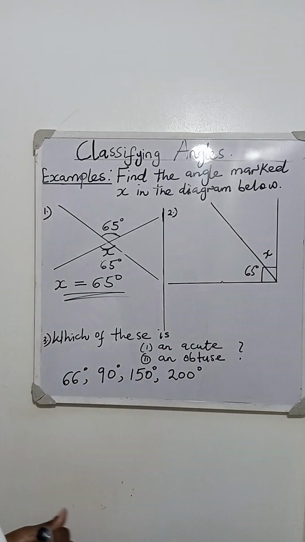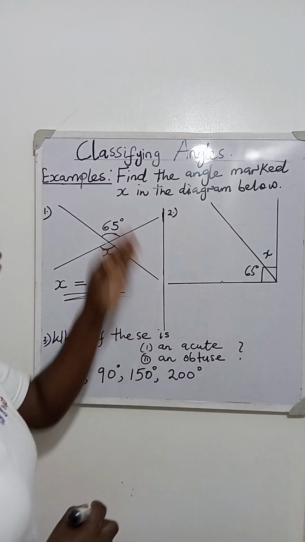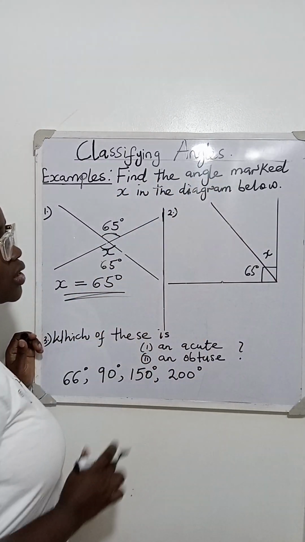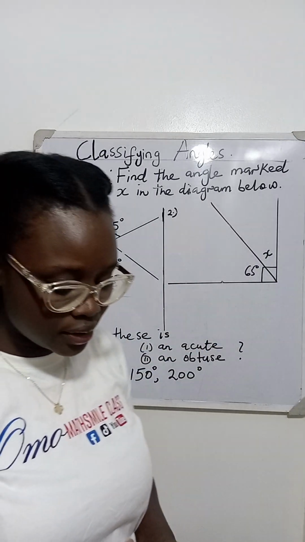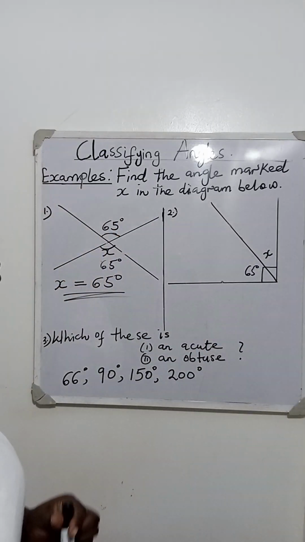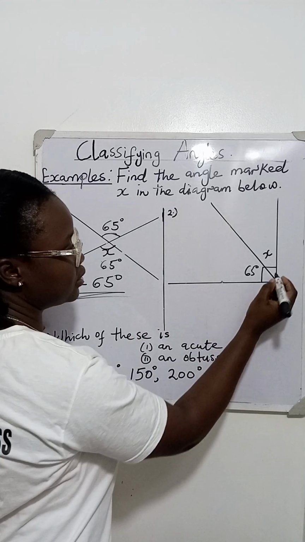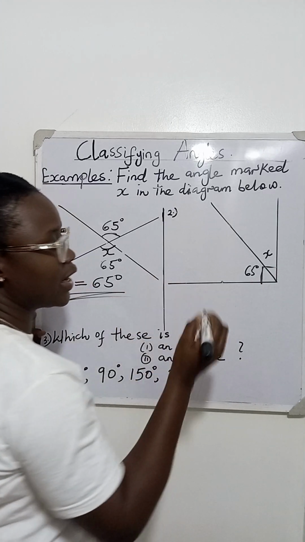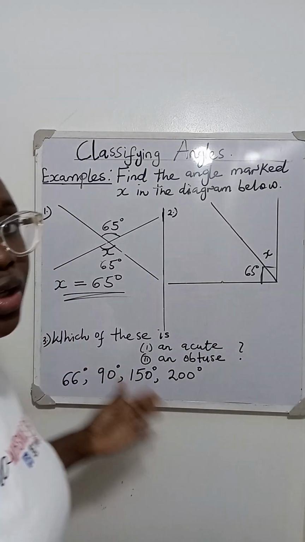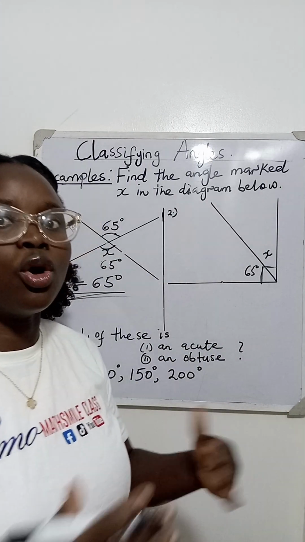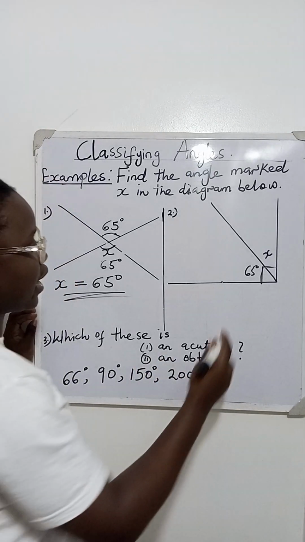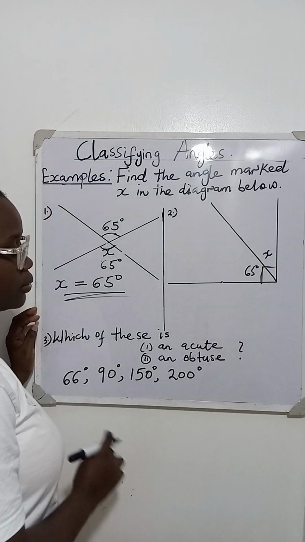Great. Number two, find the angle marked X in this diagram. What type of angle do you think this is? Of course, this is a right angle triangle because here is the right angle, which is what? 90 degrees. Or in other words, we can refer to it as a complementary angle. So let's determine the value for x in this angle.